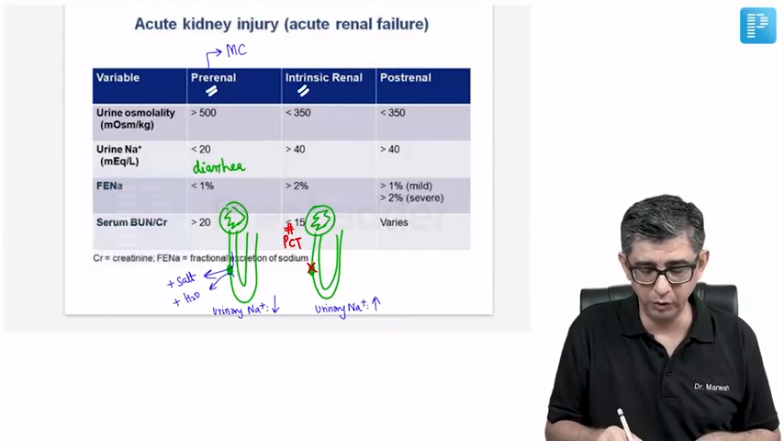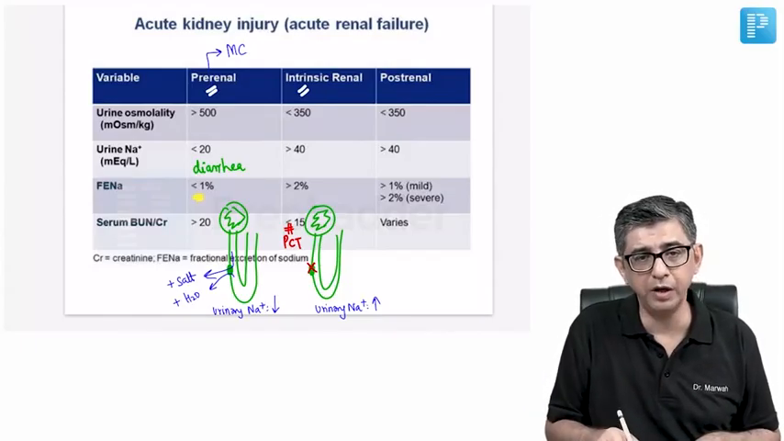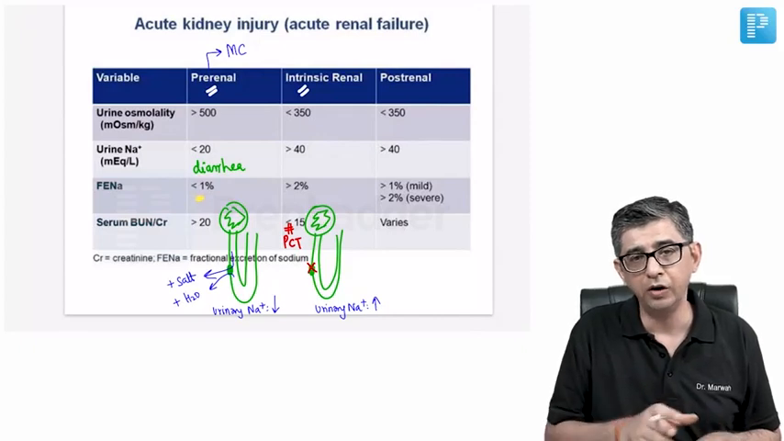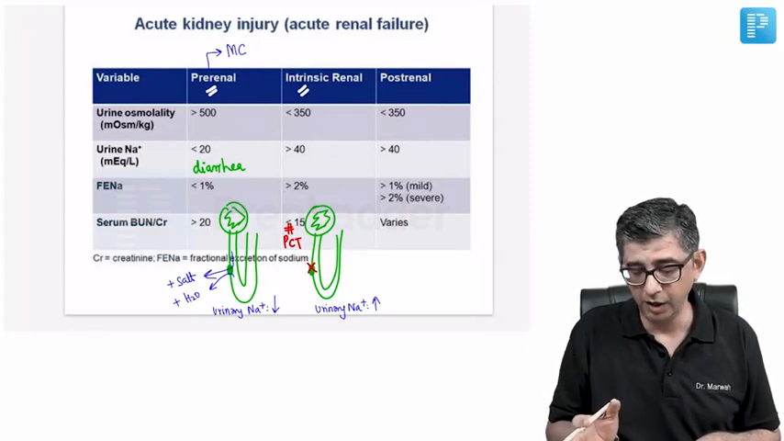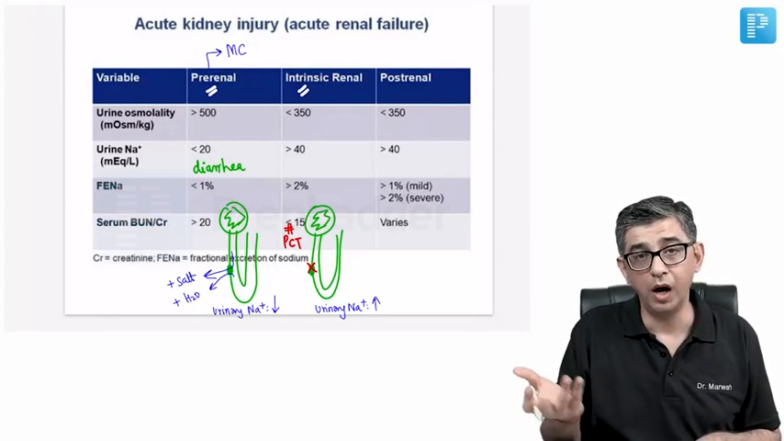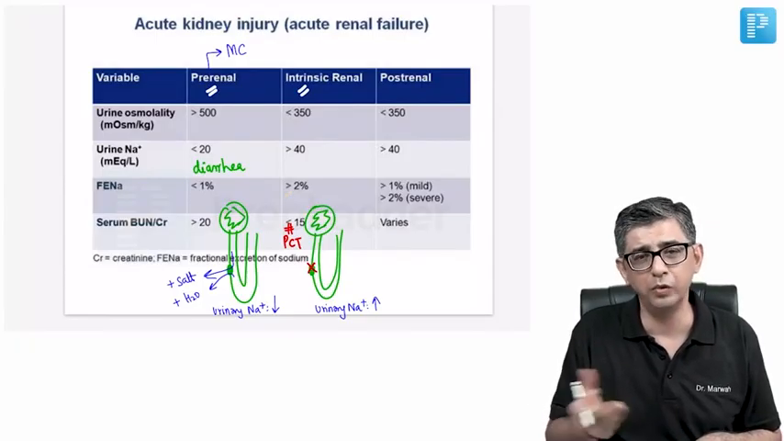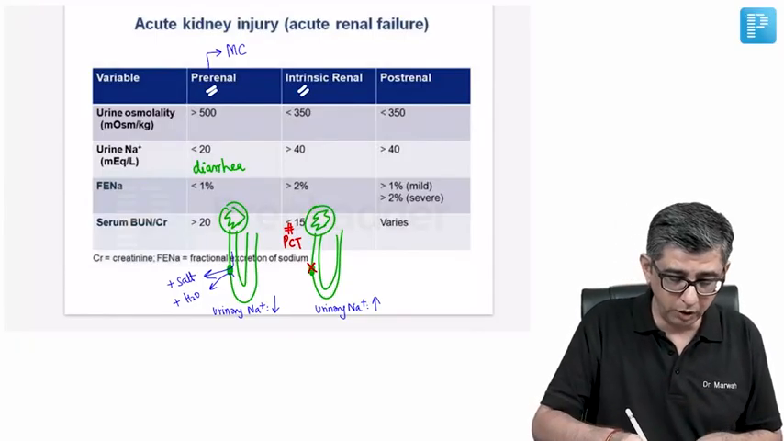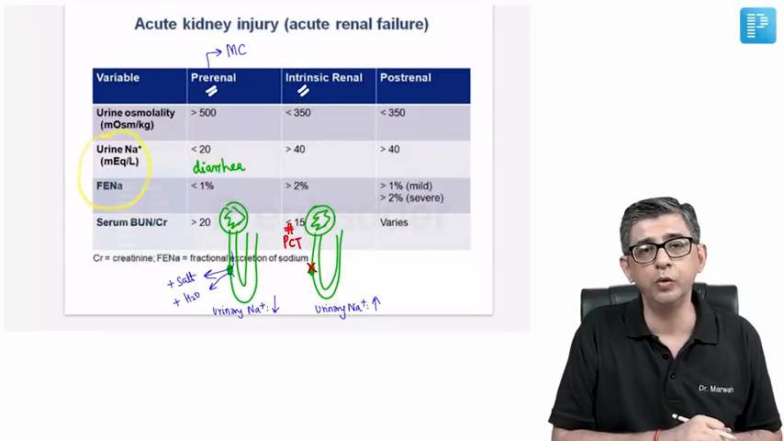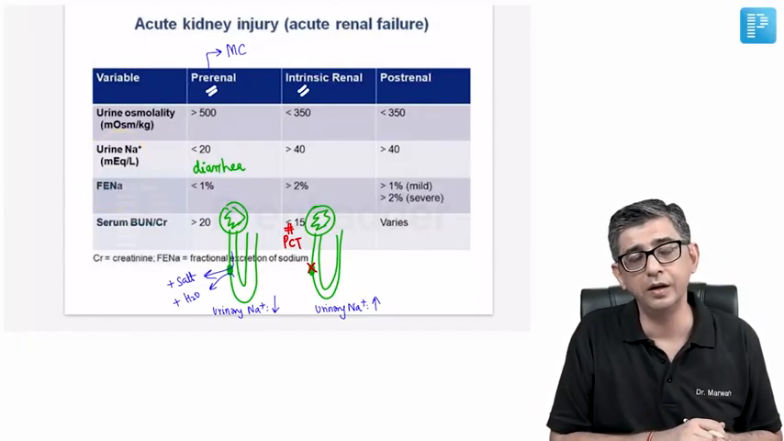The word is lesser. So therefore, you can see the arrows pointing to the left, the mathematical symbol for less. And in intrinsic renal disease, I said urinary sodium is going to be higher. So therefore, the arrow is pointing to more than 1%, or going up to 2%. So urinary sodium and FeNa values would help you pick up the two varieties of renal failure in a patient.